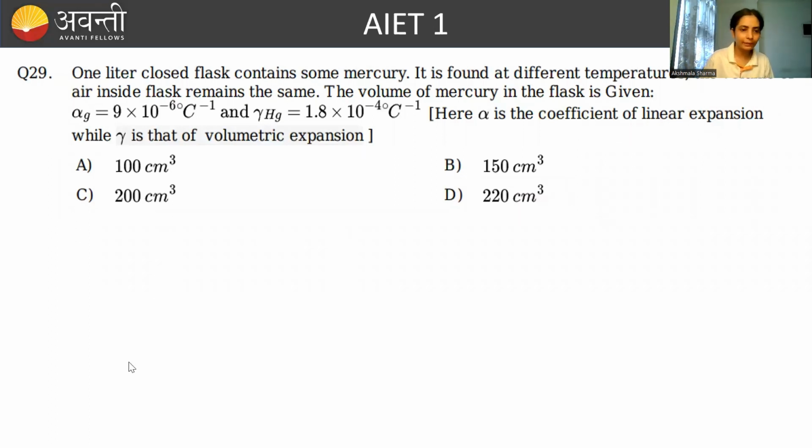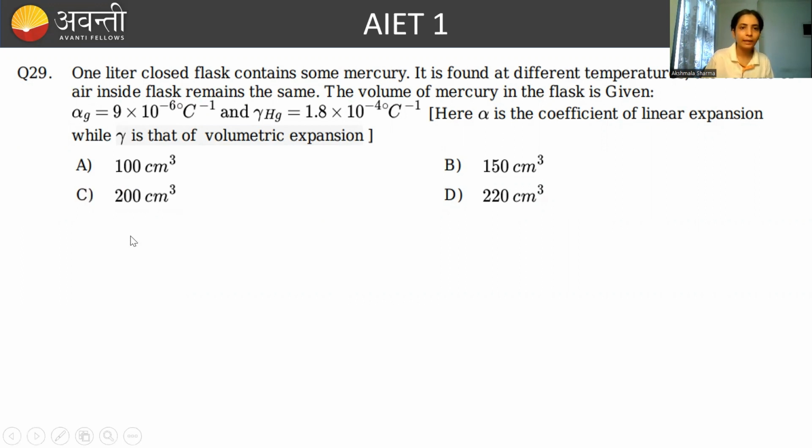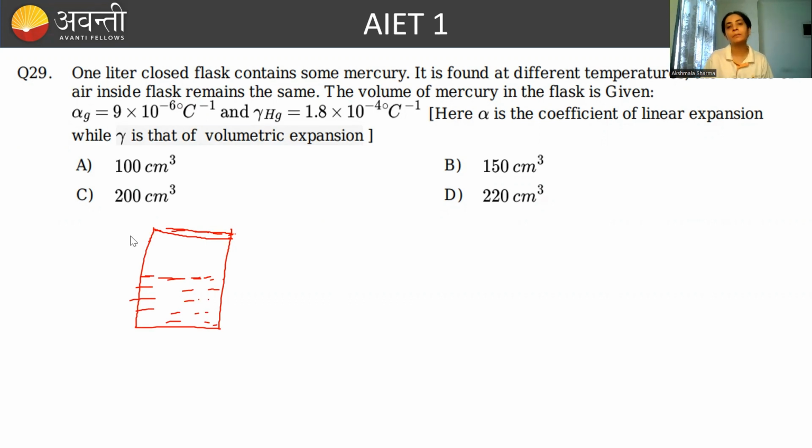So in this question, we can see that there is a 1 liter closed flask and it contains some mercury, right? So let's first draw the flask. So it is the flask, closed. There is some mercury up to this level, done. And whatever space is remaining is filled with air, done. It is found at different temperatures. When temperature is changing, the volume of air inside the flask remains the same. So initially the volume of air is suppose V0, and at any temperature it remains V0.